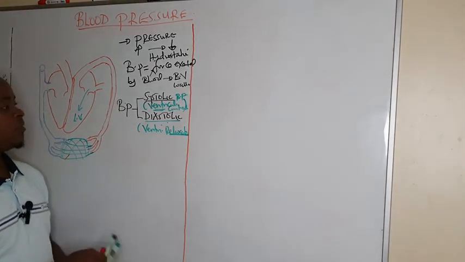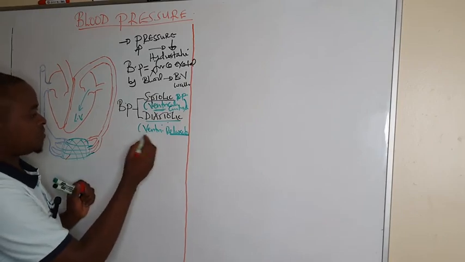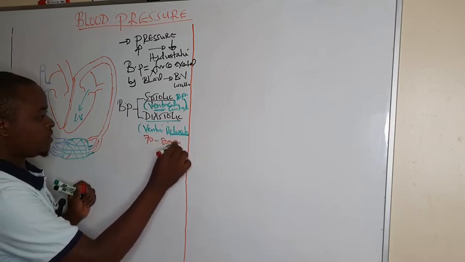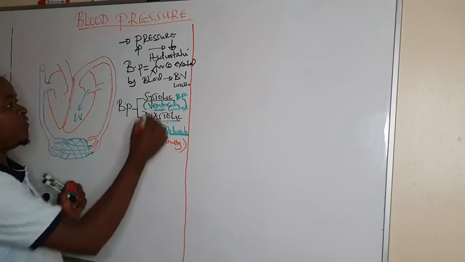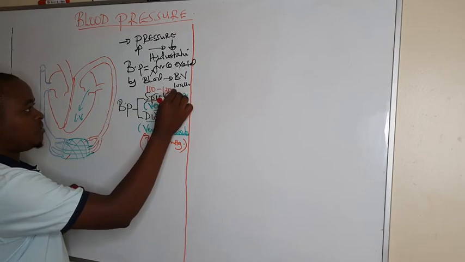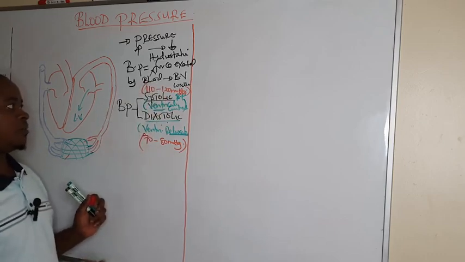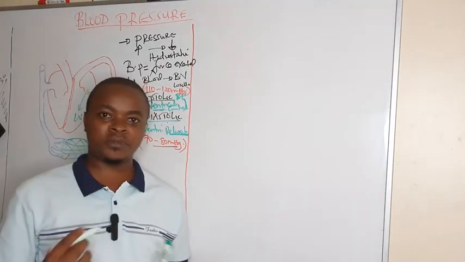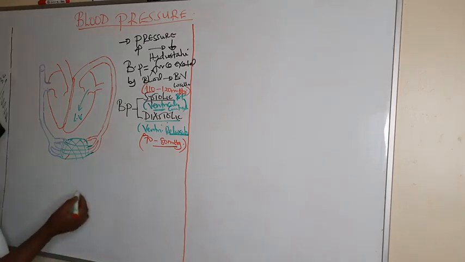And the diastolic blood pressure is normally between 70 to 80 millimeters of mercury, or sometimes can go up to 90. Then systolic is between 110 to 120 millimeters of mercury. This is their normal pressure, the systolic versus diastolic pressure. And this pressure is determined by many things.